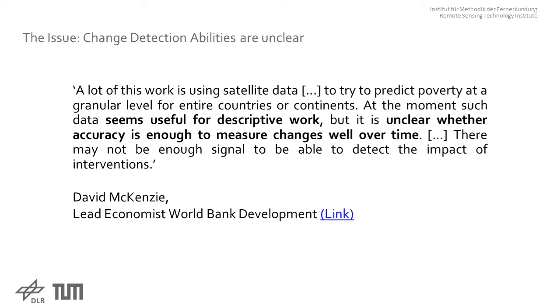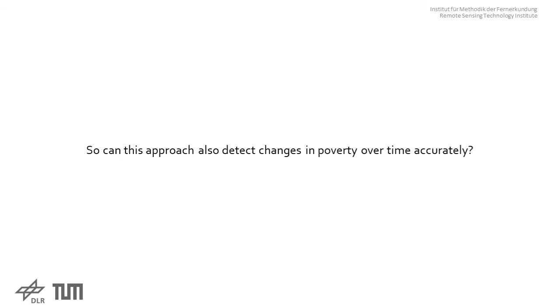He's saying: a lot of this work is using satellite data to try to predict poverty at a granular level for entire countries or continents. At the moment, such data seems useful for descriptive work, but it is unclear whether accuracy is enough to measure changes well over time. There may not be enough signal to be able to detect the impact of interventions. So, in plain text, can this approach also detect changes in poverty over time? Because this would be very useful.